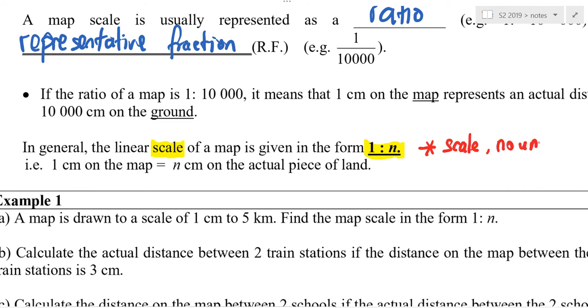In scale, there are no units. That means I don't want to see 1 cm is to 20 meter. No, or else you get it wrong. So in scale, there is no unit. Do I make myself clear on this? Ridwan, what's your question?